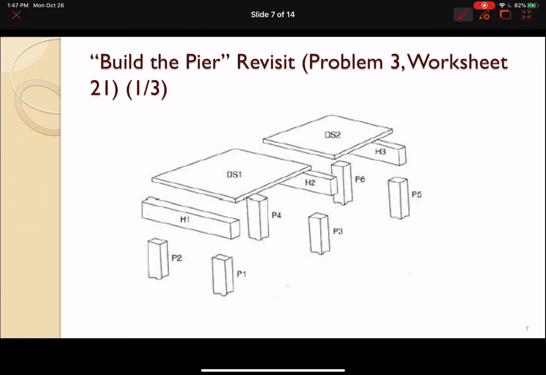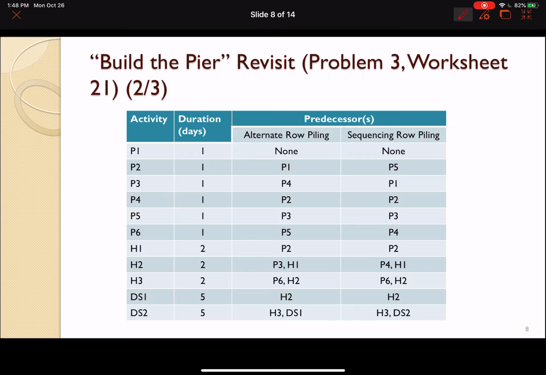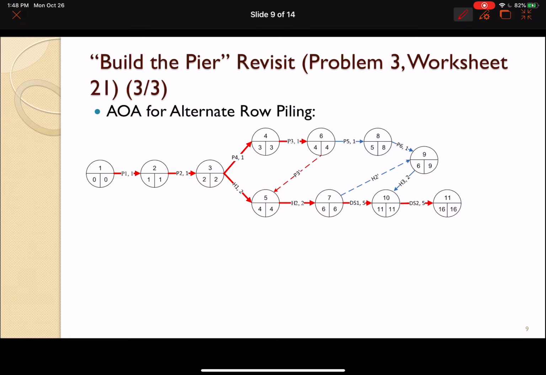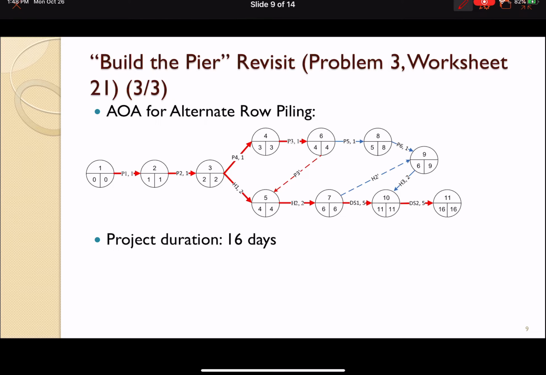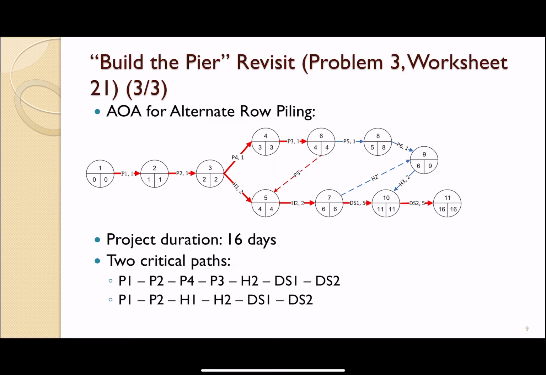And for the duration in that lesson, I said that the alternate row pipeline gets the shortest time to build the pier, 16 days, and the sequential row pipeline is 18 days. At that time, in that lesson, you didn't have the knowledge of the approach to determine why 16 days, and now you are able to find out. That is the table from the previous lesson when we found the relationships for the alternate row pipeline and the sequential row pipeline. With the alternate row pipeline, we can use the activity on arrow network that we just learned to draw, and as you can see, the project duration is 16 days and there are two critical paths, as shown in this slide. So go back to revisit that, and now you are able to determine it.